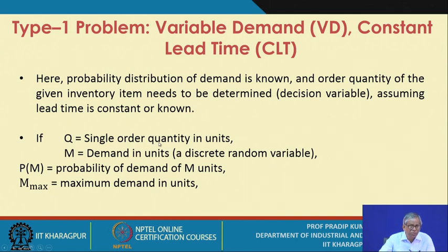Now what is PM? PM is the probability of demand of m units. Actually it is the probability mass function, PMF. For a discrete random variable, the corresponding probability of a given value is known as the probability mass function, given as PM. These are the notations we have used. What is M max? That means the maximum demand in units, in the discrete case. Suppose the maximum demand is 50 units; that value you must be able to specify.